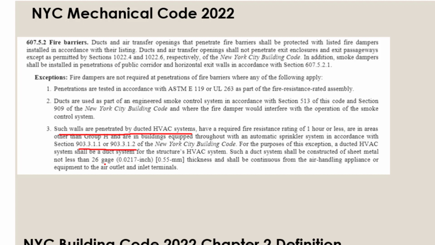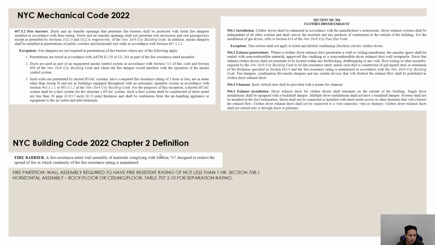And the higher the gauge number, you're actually getting a thinner thickness of the steel or the metal. And the lower the gauge number, so if this was 24 gauge, the thickness actually increases. So it works the opposite way. So the lower the gauge, the thicker the metal. And it shall be continuous from the air handling appliance or equipment to the air outlet and air inlet terminals.